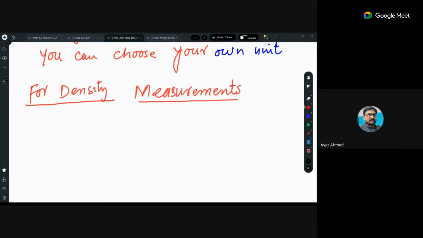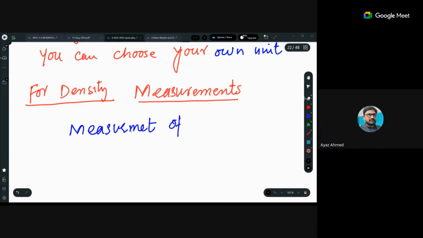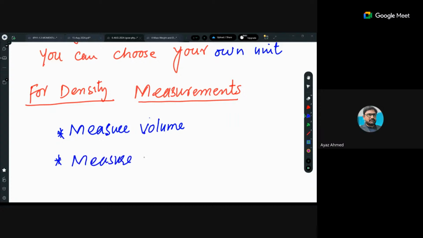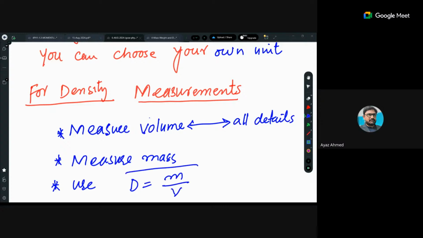So in density measurements, what do we have to do? Simply measure volume. I have explained the method of measuring volume to you in a lot of detail. Just measure the volume of the object. Whatever substance you have, measure the volume of that and then measure mass. As I told you, we have done a lot of volume discussion, so I will not go into detail again. We measure volume in the same way, measure mass, and then use the formula of density, which equals mass per unit volume. That's it. That will give you the density calculations.